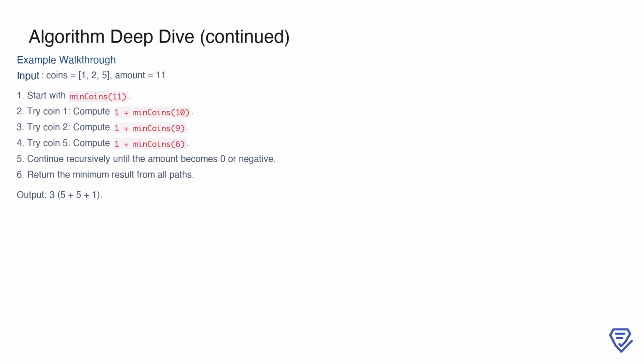Each of these paths is explored recursively until the amount becomes 0, at which point we return 0, or the amount becomes negative, which invalidates that path. After evaluating all possible paths, we take the minimum result. In this example, the minimum number of coins required to form 11 is 3, achieved using coins 5, 5, and 1. This example highlights how the algorithm systematically explores all options to ensure the optimal solution is found.